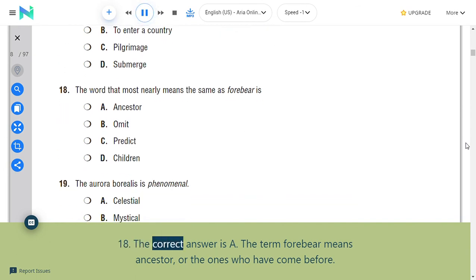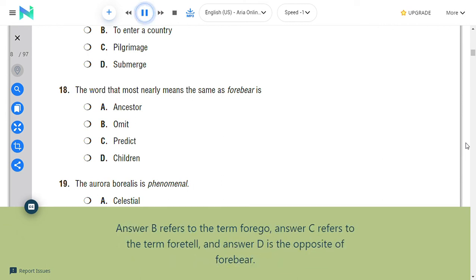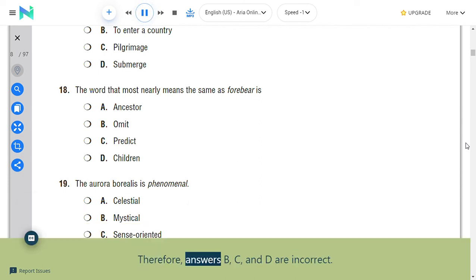18. The correct answer is A. The term forebear means ancestor, or the ones who have come before. Answer B refers to the term forego, answer C refers to the term foretell, and answer D is the opposite of forebear. Therefore, answers B, C, and D are incorrect.